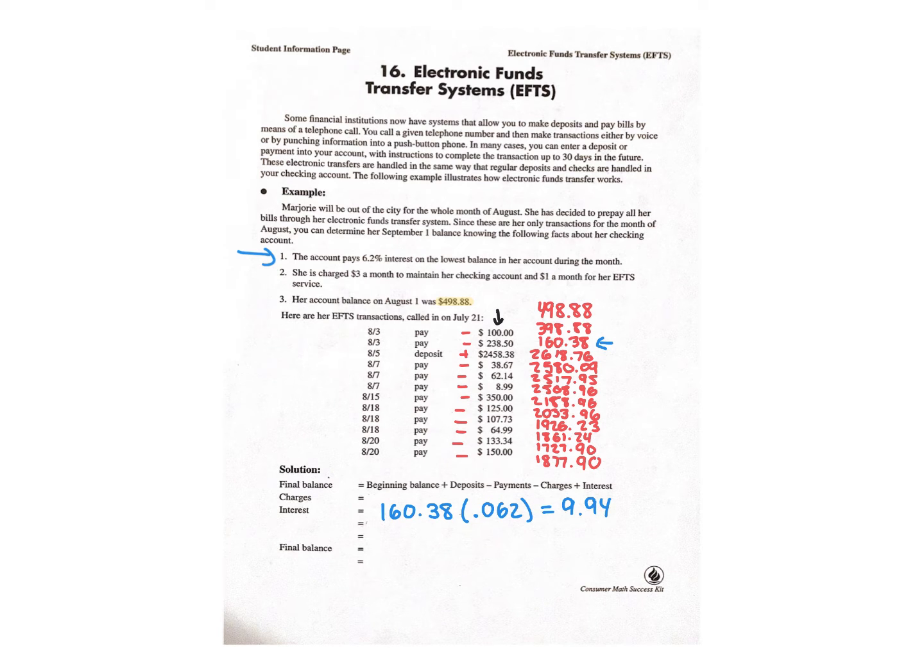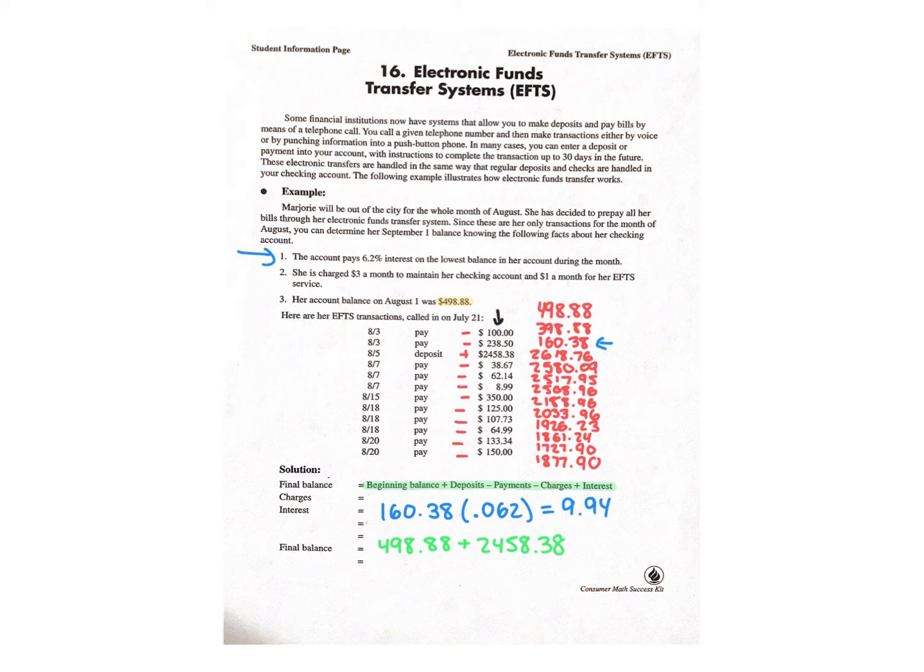Then it says we're going to calculate our final balance. So with our final balance, we're going to take the starting balance. Our starting balance here, we know, was that highlighted amount, $498.88. We're going to add in any deposits. So there was one deposit of $2,458.38. I'm getting all of these steps from what's written right here. So it's telling me what to do. I'm doing my beginning balance, I'm doing the deposits, and now I'm going to switch to the payments.